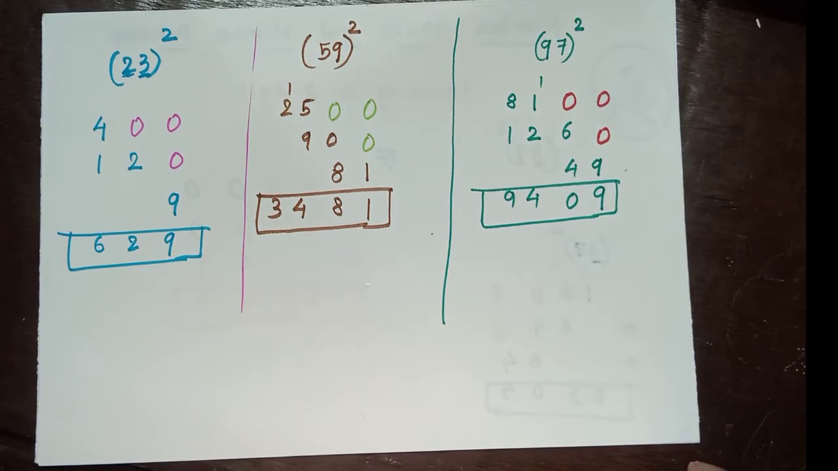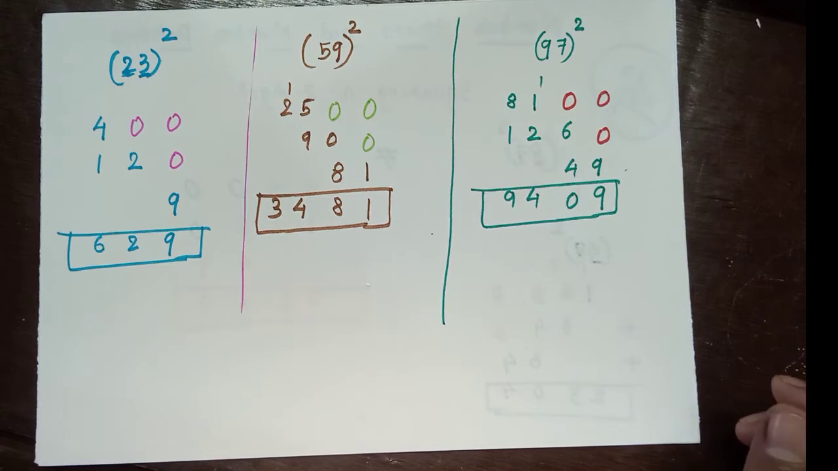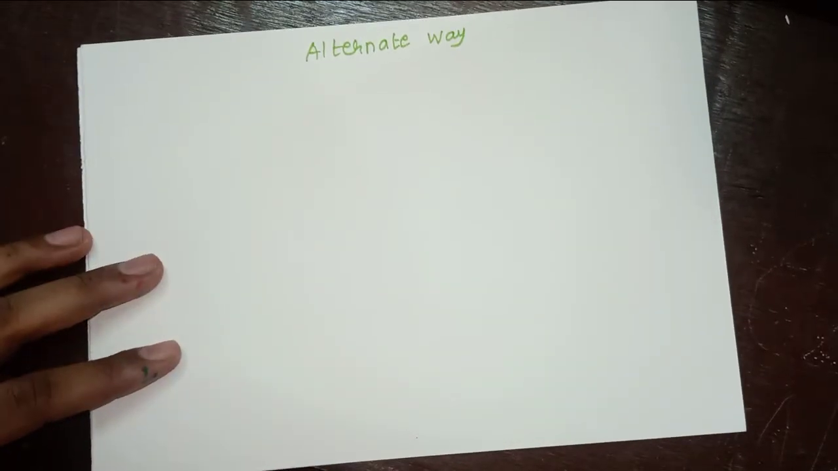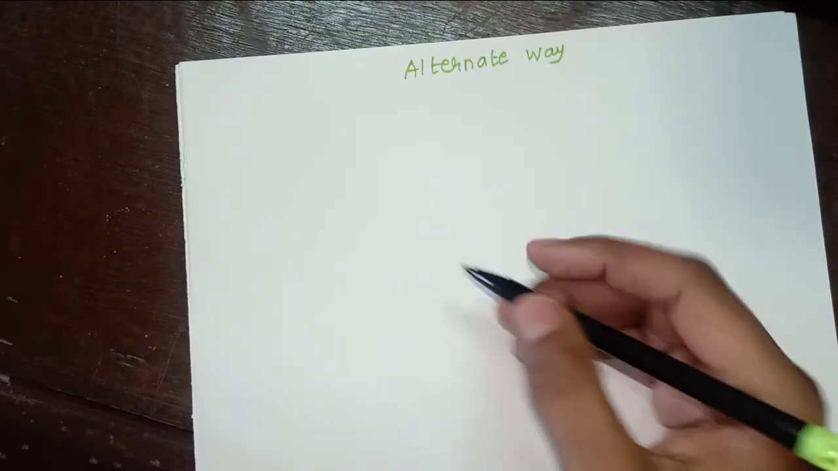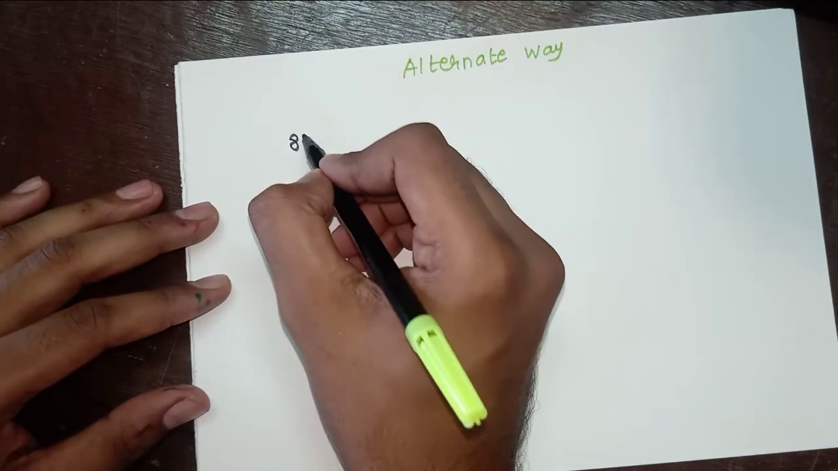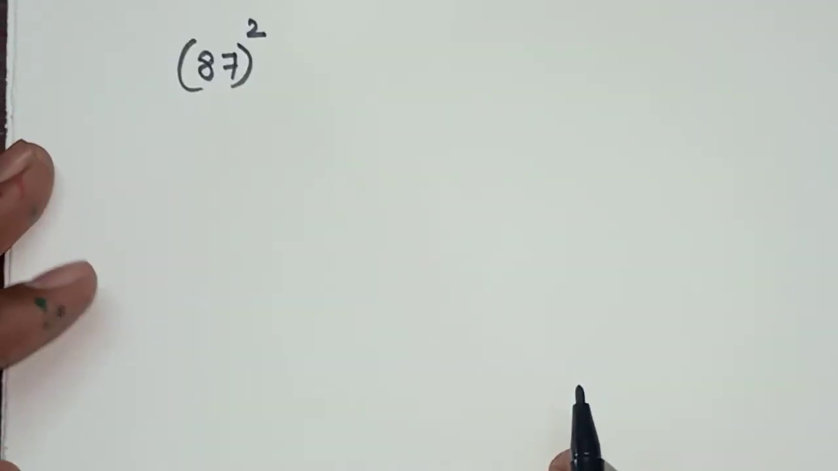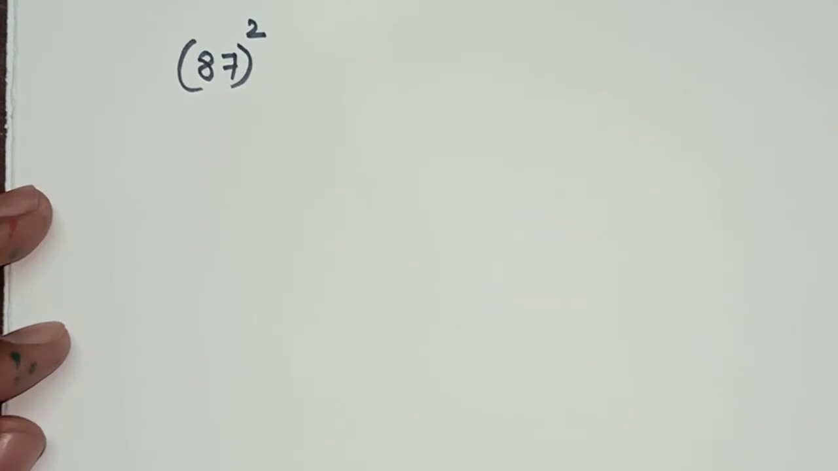And now we'll see another method to find the square, a different technique. So let us now see an alternate way to find the square of a 2-digit number. Let us go with the same number, suppose 87 square. Now this is going to be a little bit lengthier than that. I prefer the previous one, but it is up to you which one you like.